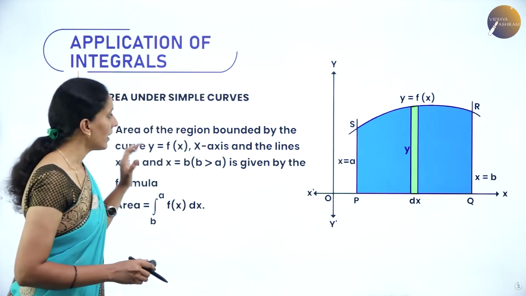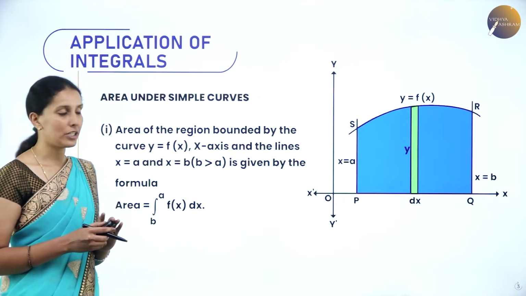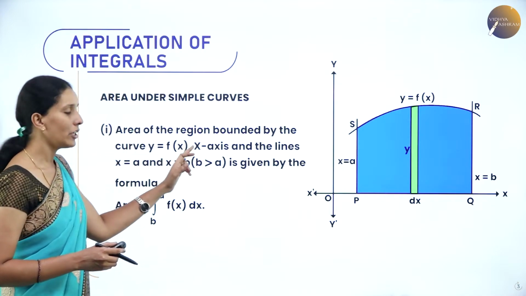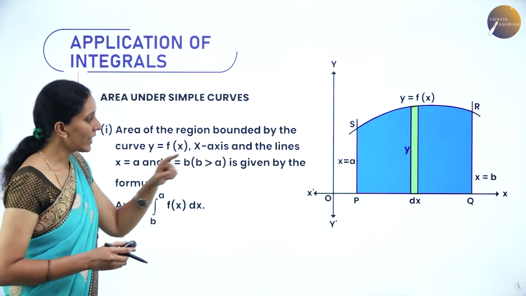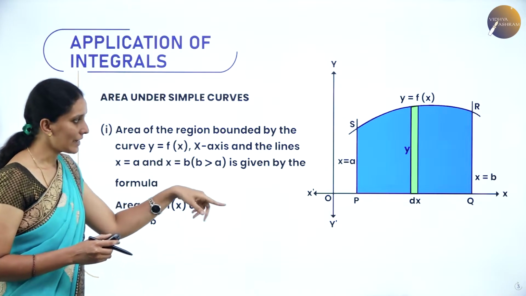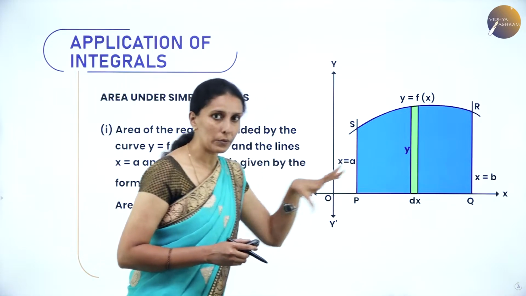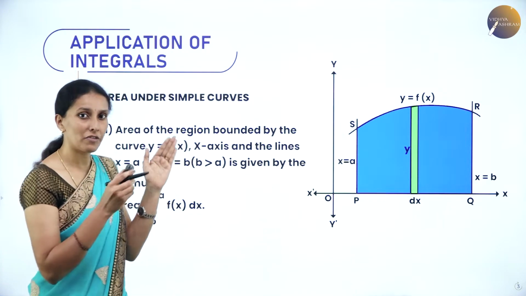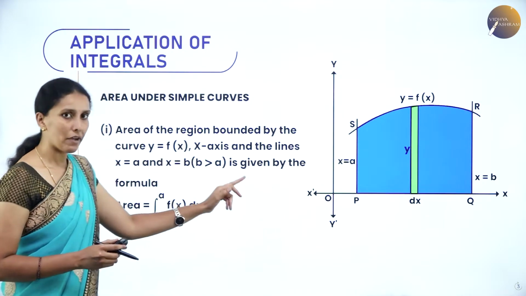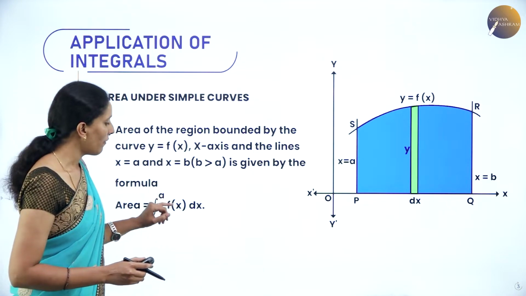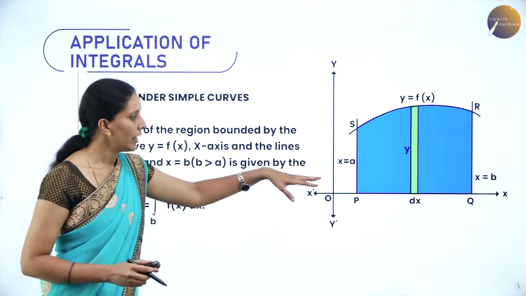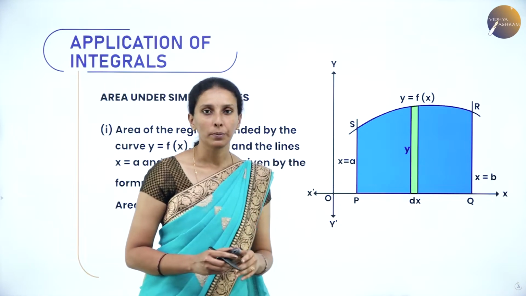So here, by the definition of the definite integrals, the area of the region bounded by the curve y is equal to f of x along the x-axis and the lines x is equal to a, x is equal to b, that is, we can call it an interval from a to b, is given by area is equal to the integral of f of x dx. So here it must be from a to b.